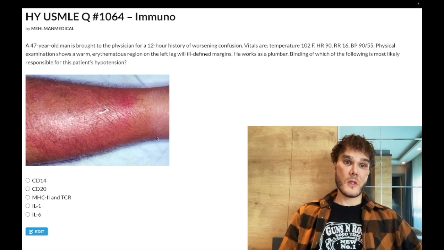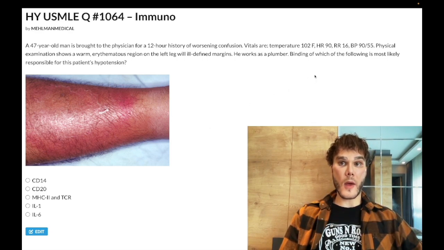But you've got cellulitis in a patient who also has instability. So low blood pressure, is febrile. I threw in that he works as a plumber because skin penetration, e.g., if he's on his legs, can be the inoculation that leads to the broader infection. So what's responsible for the hypotension? Let's just hop through. Choice A, CD14, aka toll-like receptor 4, wrong answer.